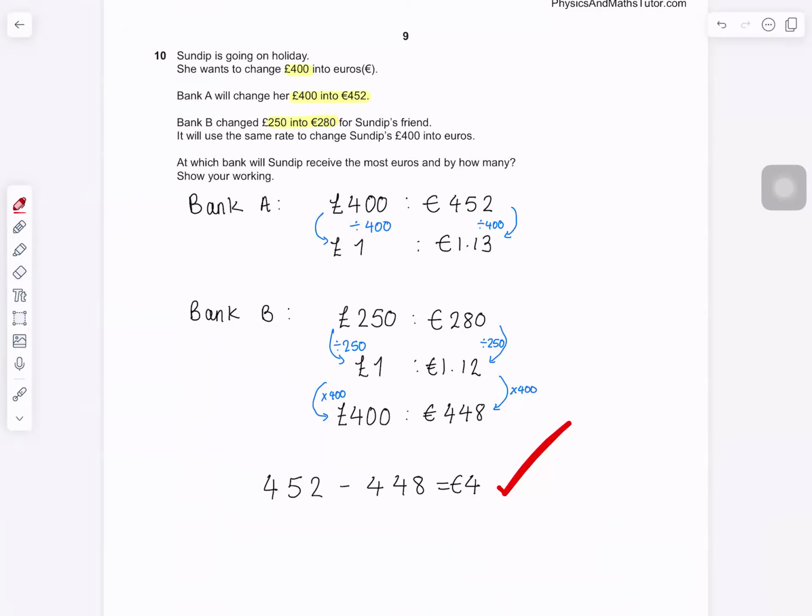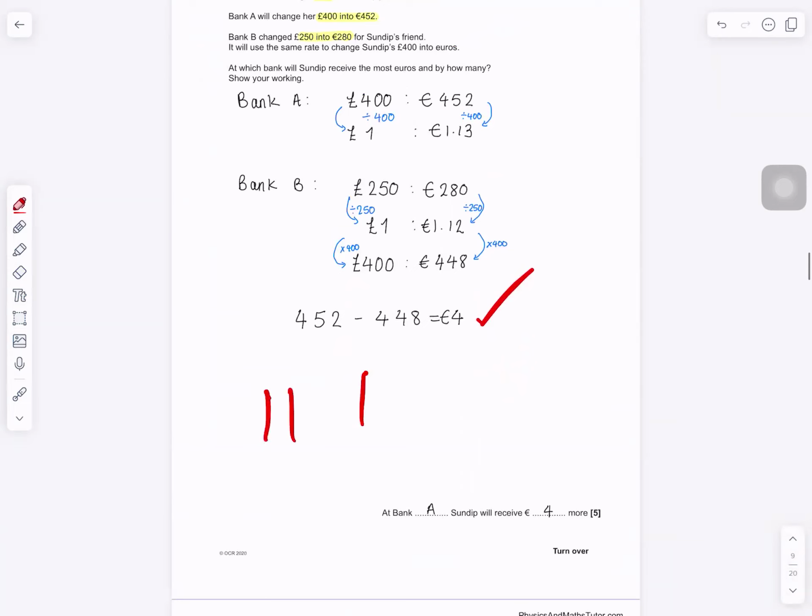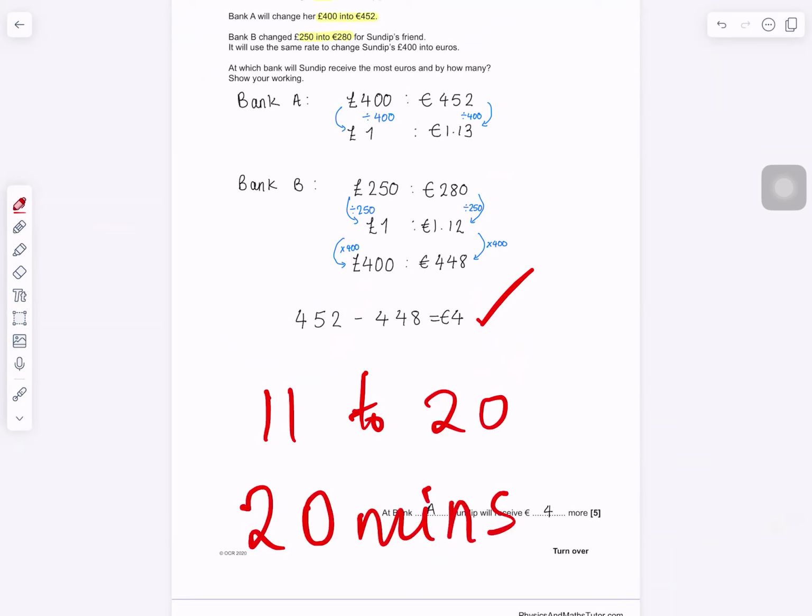So what you're going to do now is both of you will try questions 11 to 20. I'll just put 20 minutes and then we'll discuss it after 20 minutes. You both try and do the same paper. Okay, let's do the same paper. So 11 to 20. Excellent work so far.